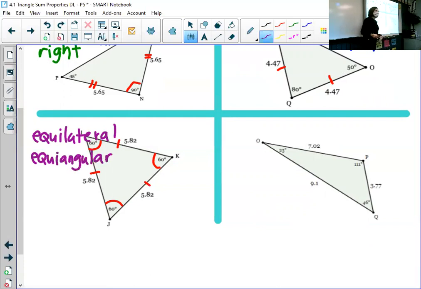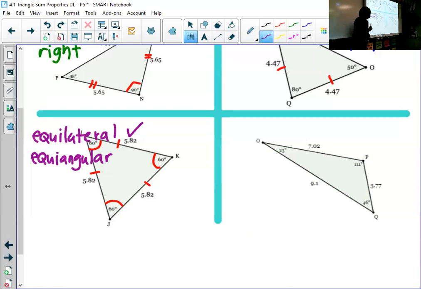Now, we will learn this soon. I don't think it's this week, though. If you have an equilateral triangle, it's also equiangular. So in Delta Math, they won't give you both of these. We don't say it's an equilateral, equiangular triangle because they're always going to be both. If it's one, it's both. So they'll most likely say equilateral. So if there's only one choice in Delta Math, that's the one to pick.